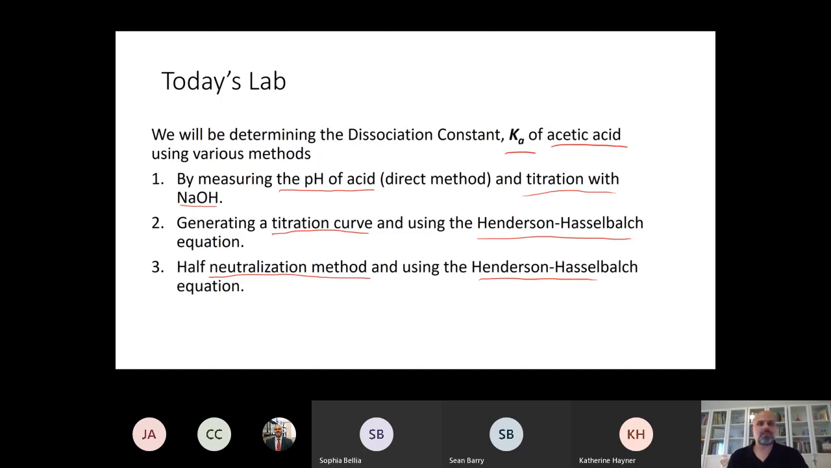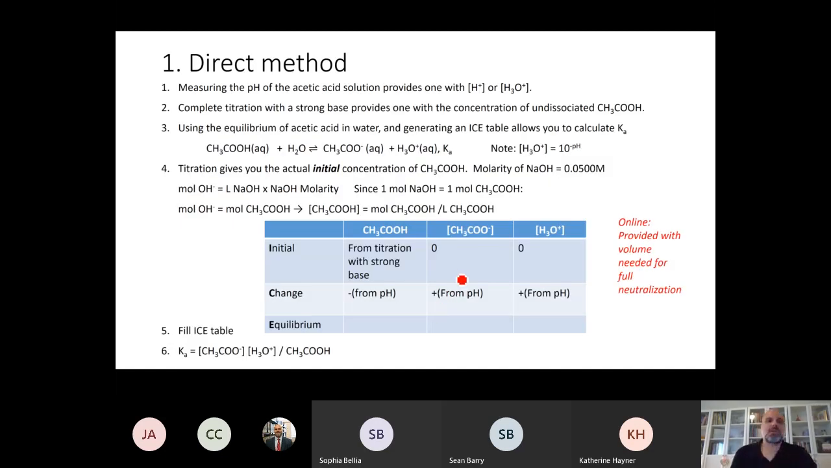All right, let's look at the first one. So the direct method. When we're using the direct method, we're going to measure the pH of the acetic acid solution, and that pH is going to give us the concentration of protons present in solution, right? And then we're going to do a complete titration with a strong base that's going to provide the concentration of the undissociated acetic acid.